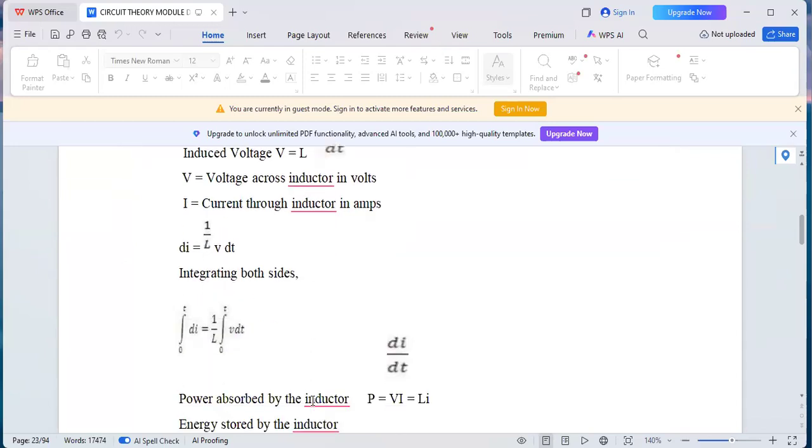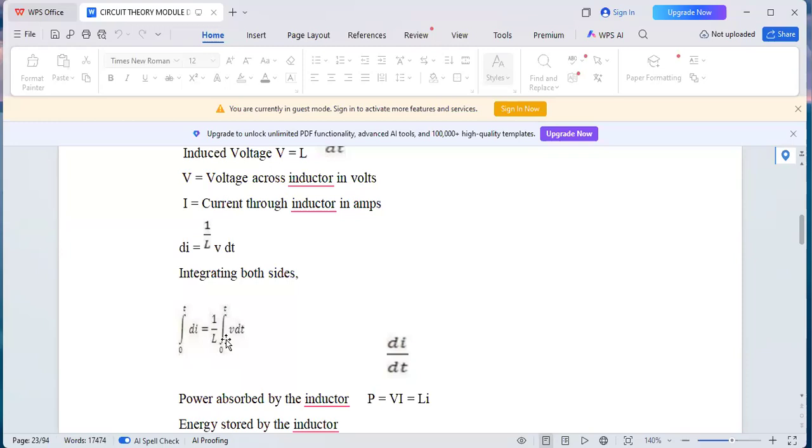So integrating both sides, we are now integrating i with respect to dt, and we equate it to 1 over L times the integral of voltage. So the power absorbed by the inductor will become P equal to VI, which is equal to L i di/dt.